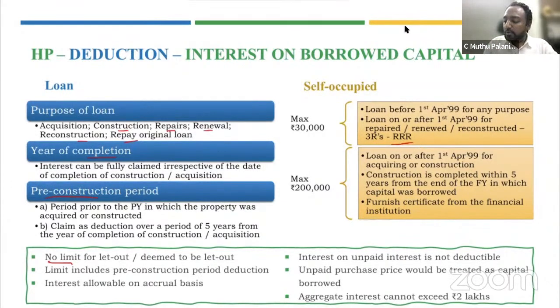Then it is eligible up to 2 lakhs. So it is for acquiring or construction. The only condition is the construction should be completed within 5 years. Construction should be completed within 5 years from the end of the financial year in which capital is borrowed.